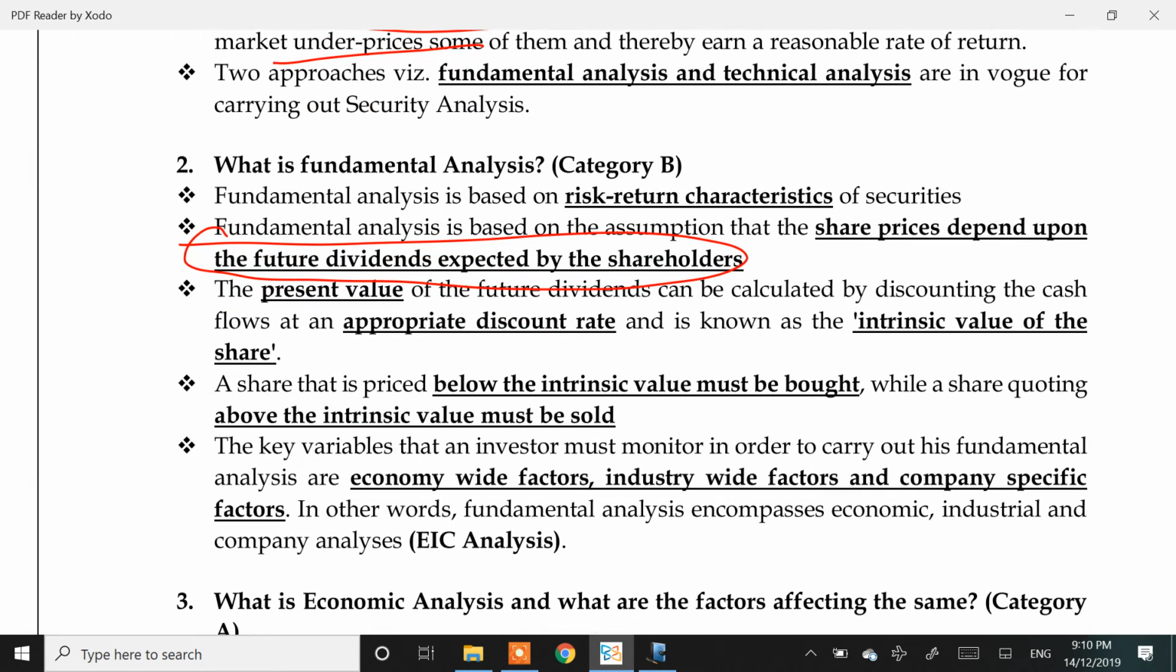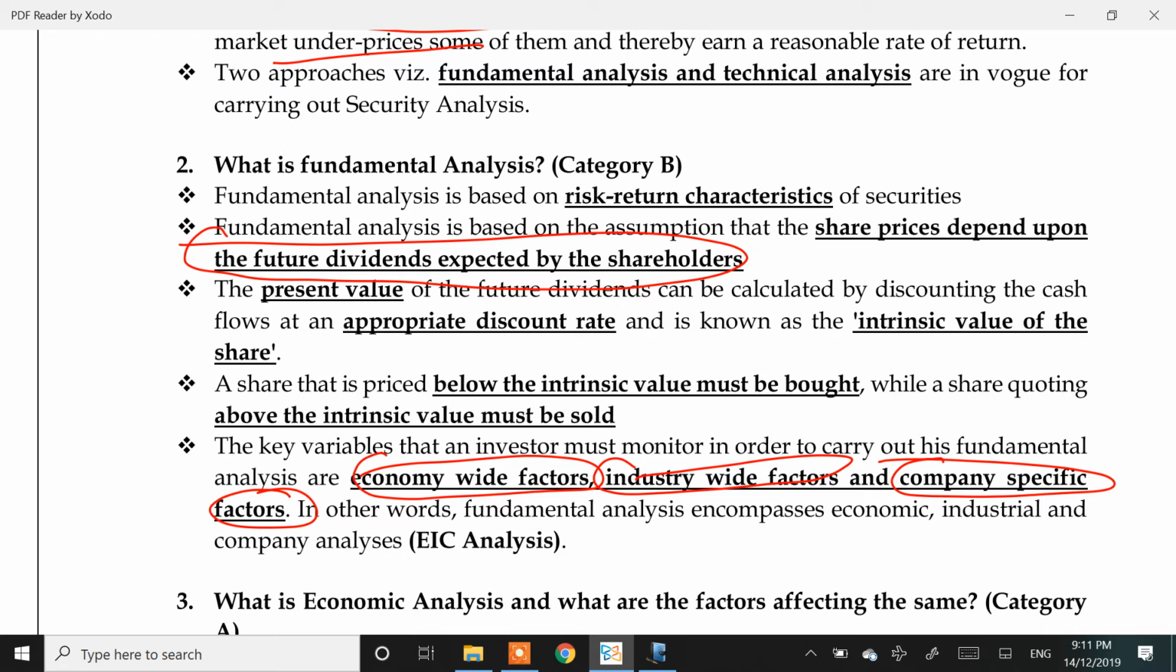A share that is below the intrinsic value must be bought, while a share which is quoting above the intrinsic value must be sold. So the key variables here are economy-wide factors, industry-wide factors, and company-specific factors. In other words, this is also called EIC analysis: economic, industry, and company analysis. That is what fundamental analysis is all about.